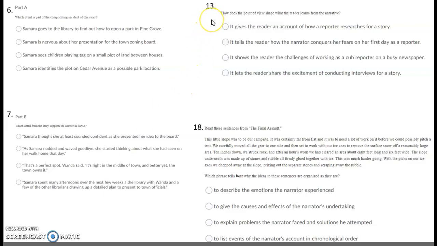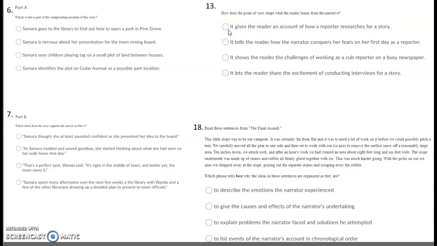And then question 13 had to do with another passage that was dealing with a young newspaper reporter on her first day on the job. And this is asking about how the point of view shapes what the reader learns from the narrative. For some of you, this might have been a little tricky, but when we focus on point of view, we have to realize that the author specifically characterized that point of view. If we learned from a different point of view, what other information will we have, or what will we be lacking? So let's take a look at our options.